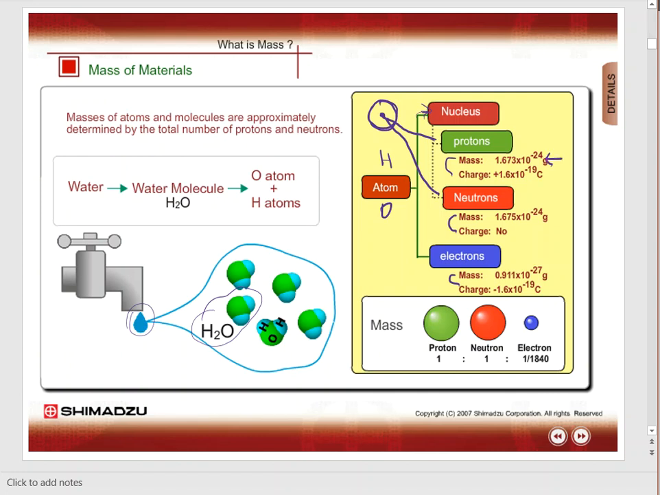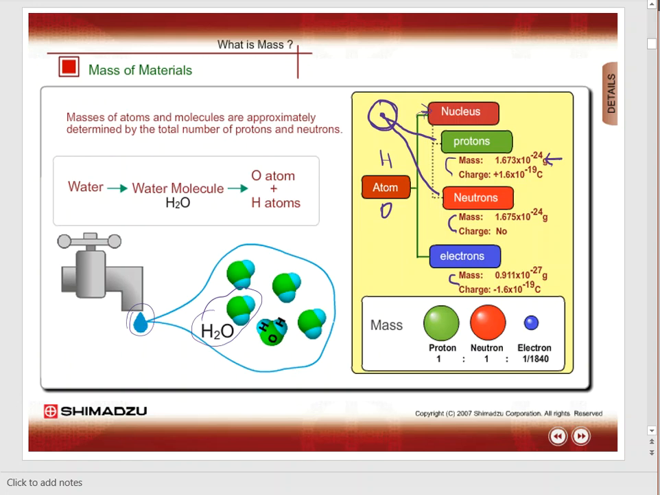It's not 1. 1 is atomic mass unit. They did that to make a number that's easy to remember. A proton actually has a mass: 1.6 times 10 to the negative 24th grams. It does have a charge. It's a positive charge. But it's positive 1.6 times 10 to the negative 19th coulombs. Neutrons are the same way. Neutrons have the same mass, 1.6 times 10 to the negative 24th, but they have no charge.